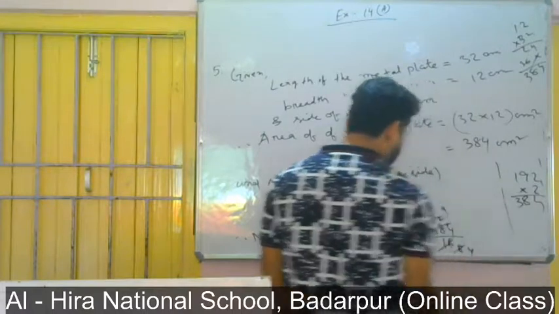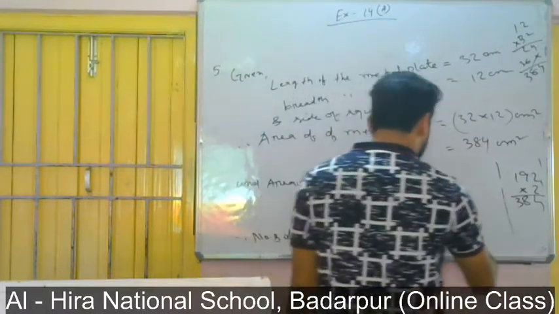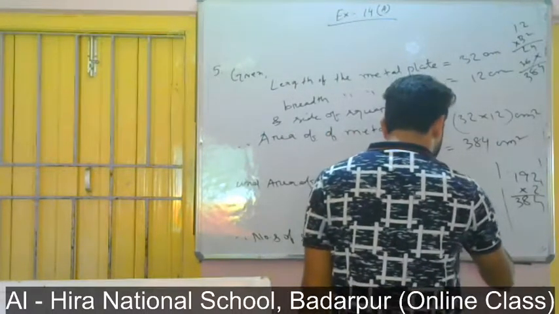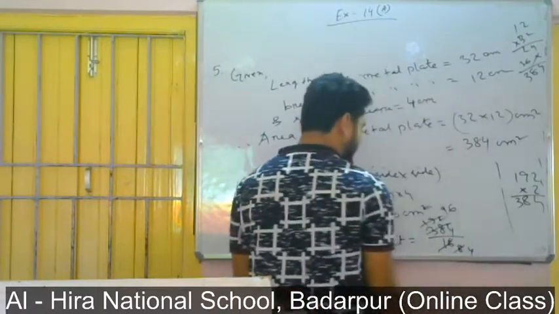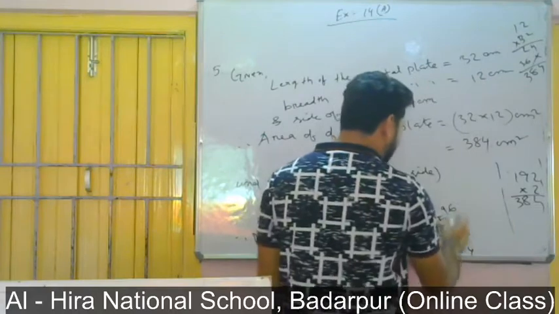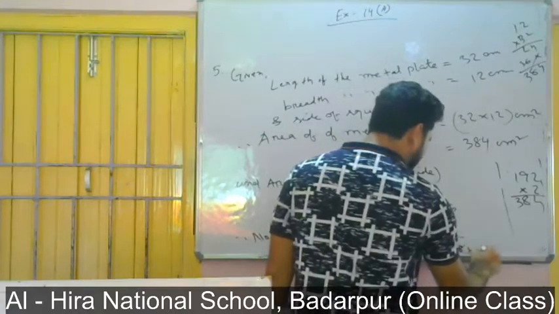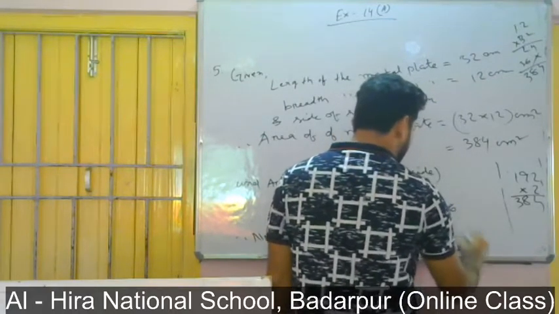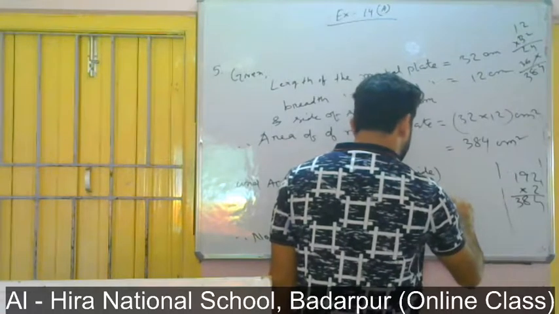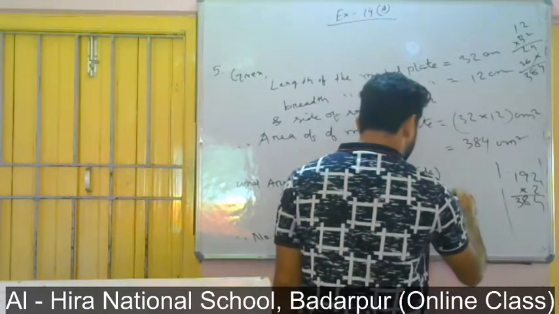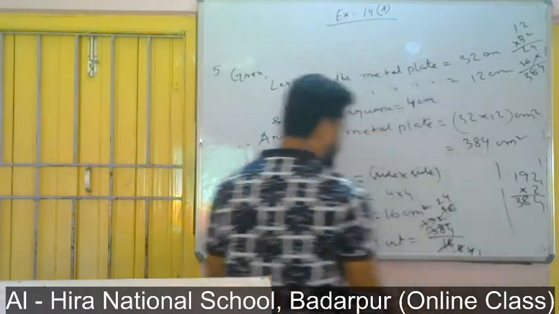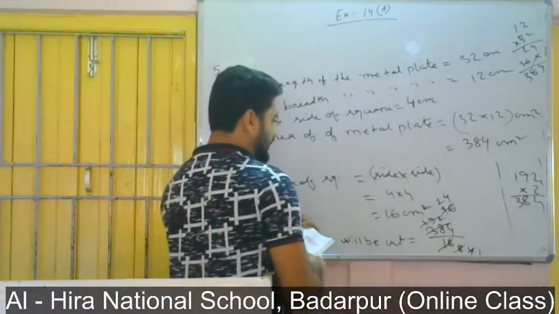9 2s are 18, hand 1 remain 6, 6 2s are 12. Okay, now if you cut this one, then 4 1s are 4, then 4 2s are 8, hand remain 1, 6, then 4 4s are 16, 24. We can write 24.